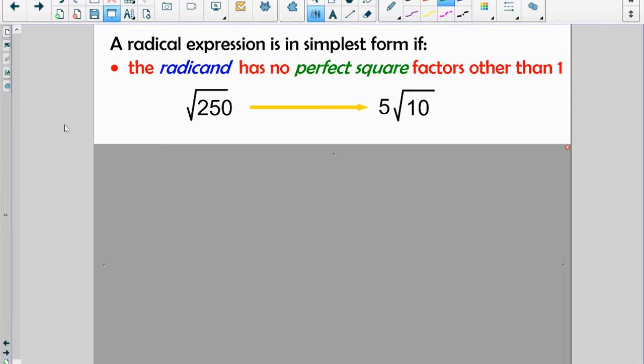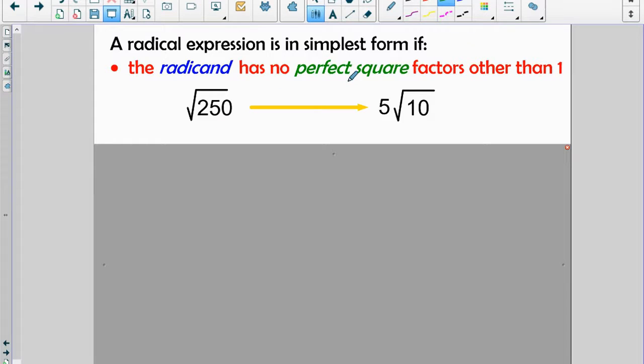So today we're going to focus on simplifying these radicals. What that means for today is that the radicand, or the thing that's inside the square root, has no perfect square factors other than 1. Okay, so what are perfect square factors?